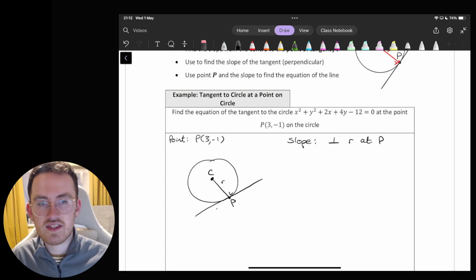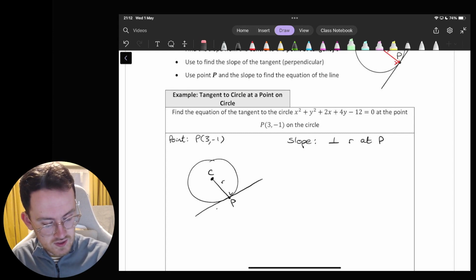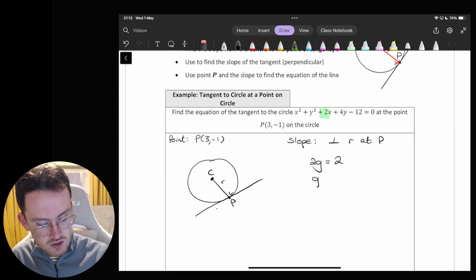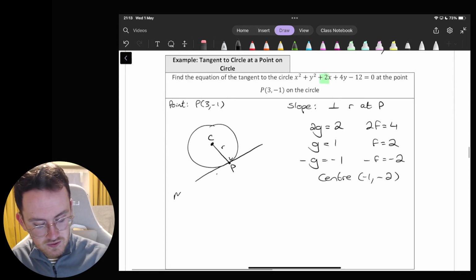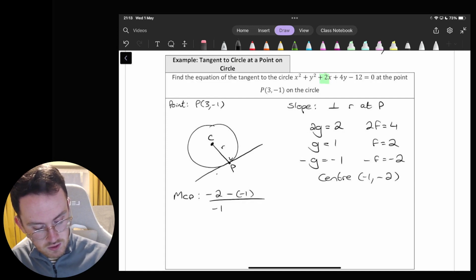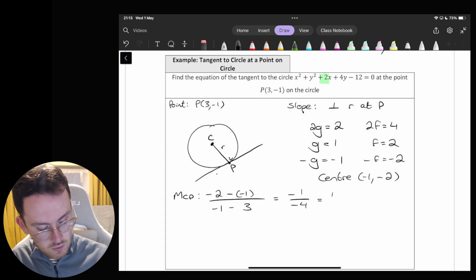So the first thing we need to do is find the center. We should know that when the equation of the circle is written in this long format, we look at what number's in front of x, that is 2g. So 2g is 2, g is 1, so minus g is minus 1. 2f is 4, so f is 2, so minus f is minus 2. So my center is (-1, -2). I want to now find the slope of this radius line from C to P. So that's y2 minus y1 over x2 minus x1. So that's minus 1 over minus 4, which is a quarter.